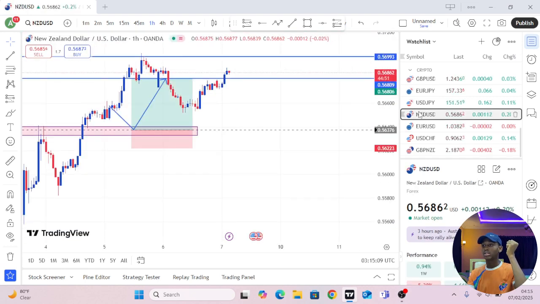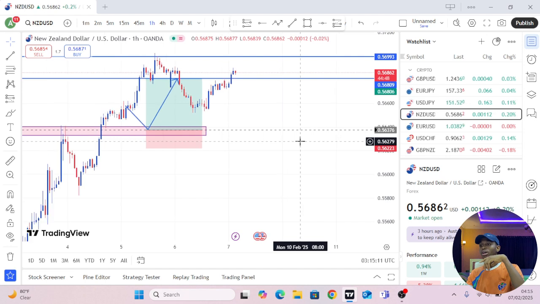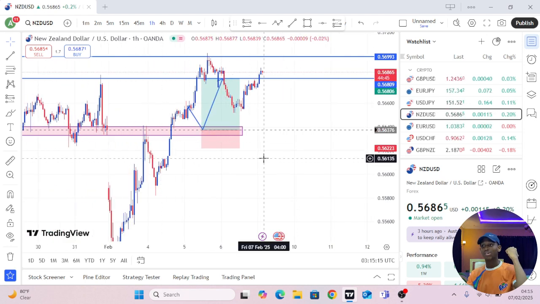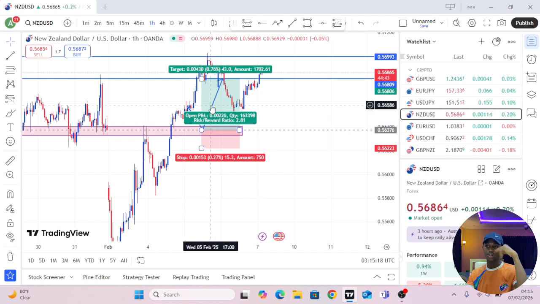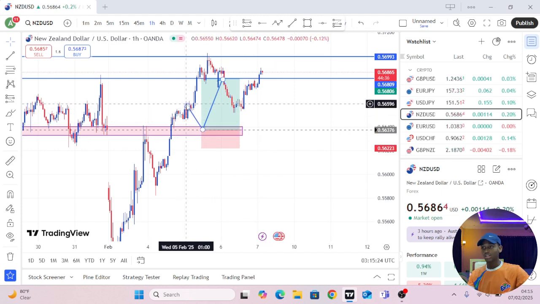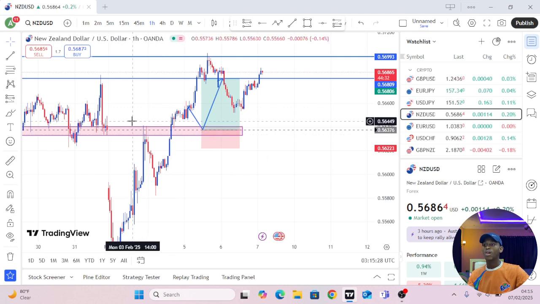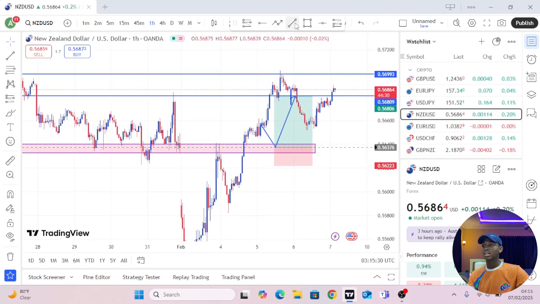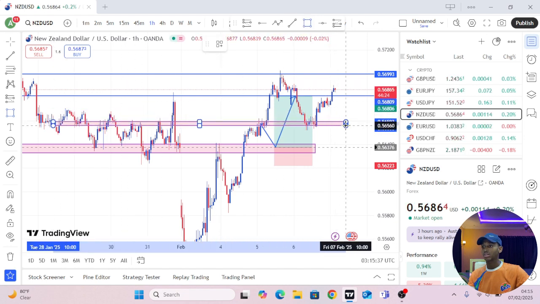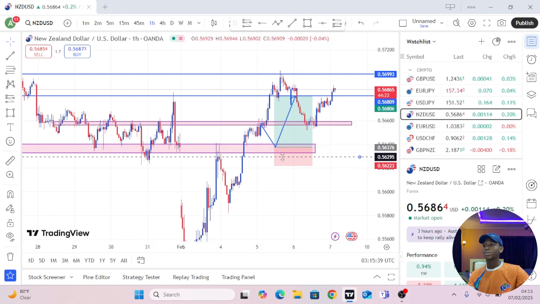NZDUSD, that trade is so pissing me off. This trade went in my direction, but it was a trade that I never entered. I was expecting it to come to this key level which I marked out, and it never made it to the key level. But it seems like NZDUSD is creating a different key level, which, if you take a look at this zone, is respected right here. So this is a different key level.